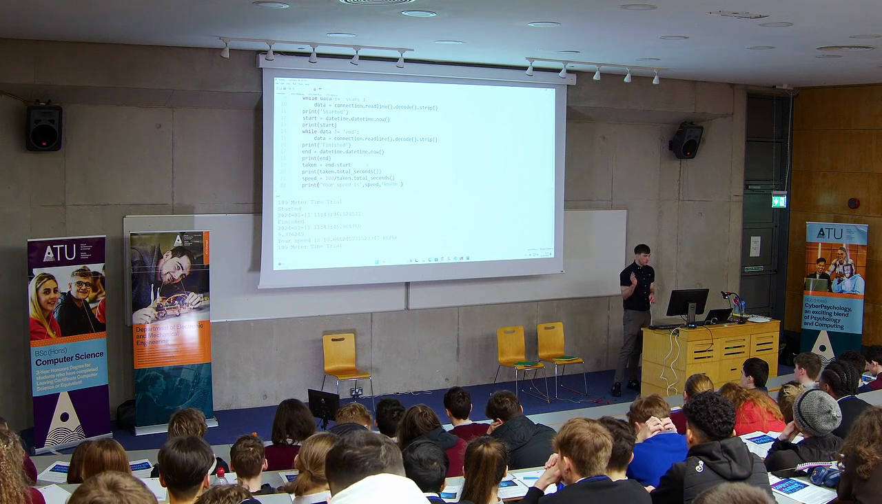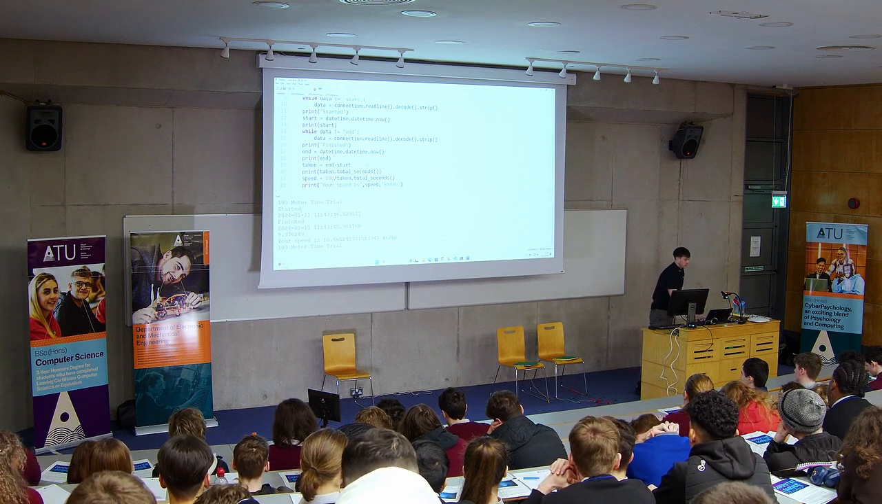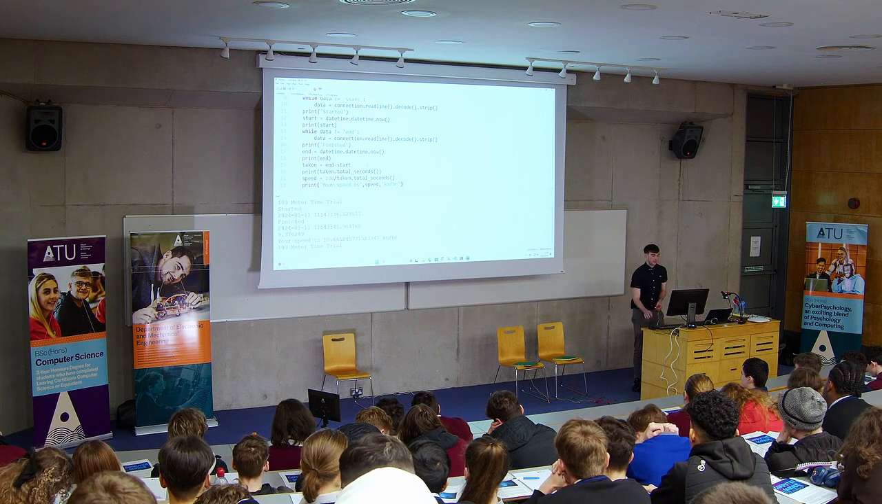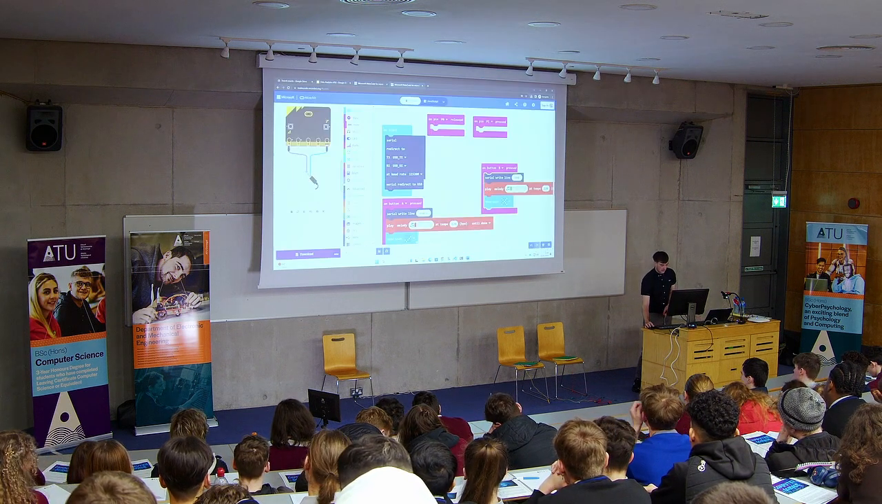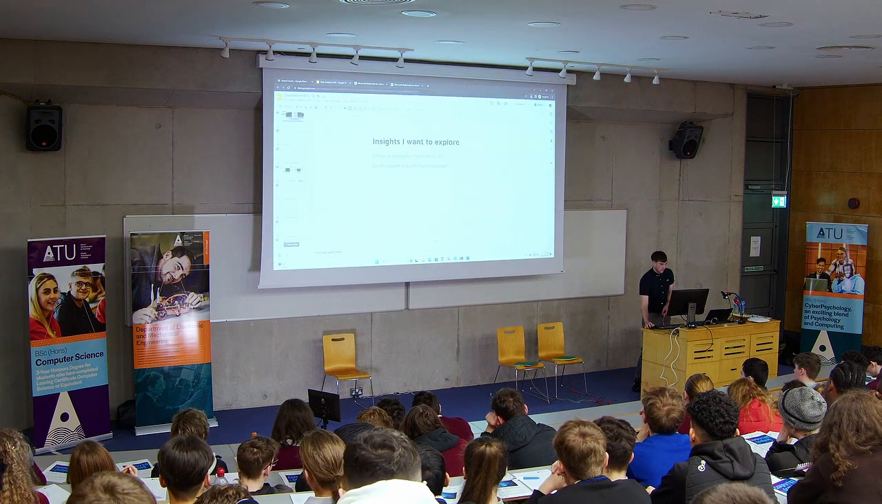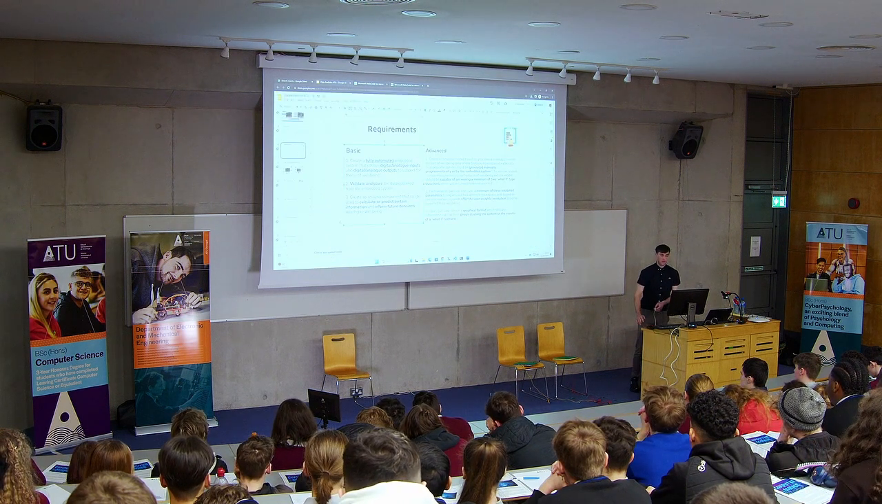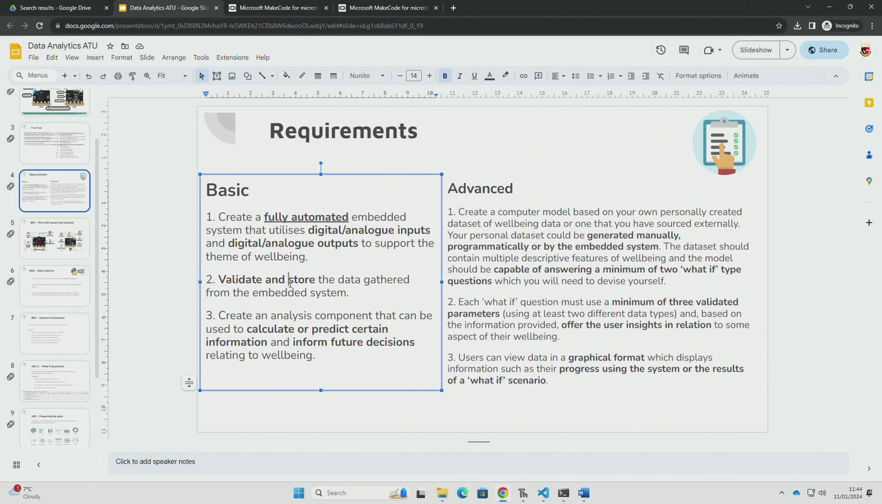Right. So, the next kind of thing now is to do, if we look back at the thing here. To do this, we need to validate it now and store the information. Okay? So, we did this, we've calculated or predicted certain information. We haven't informed future decisions yet. But before we do, to inform future decisions, you need historical data. You need a build-up of information. Okay? So what we're going to do is we're going to start to validate and store the information.